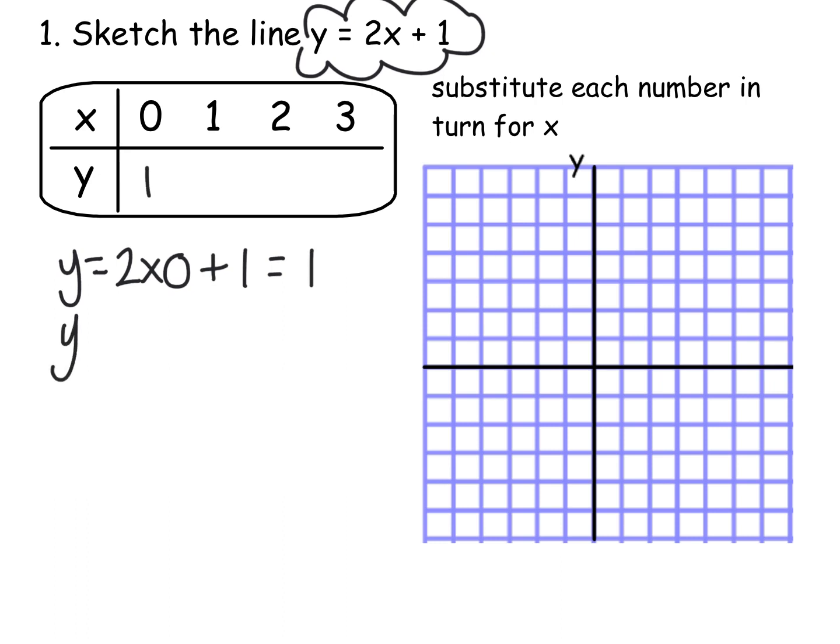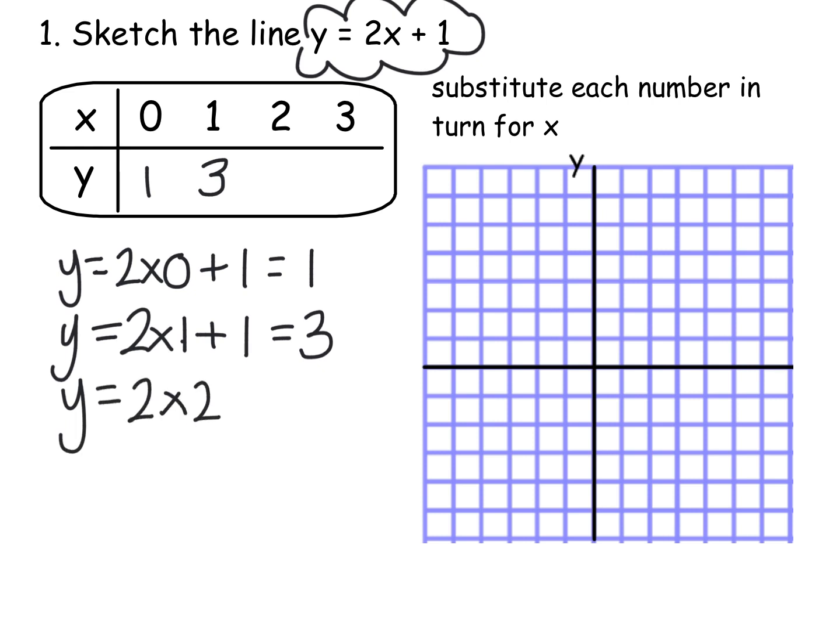You do the same with the next number, you do y equals 2 times 1 plus 1, which is 2 plus 1, which is 3. So we put a 3 there. Next one, x equals 2, 2 times 2 plus 1 is 4 plus 1, which is 5. By that point you might spot the pattern. 1, 3, 5, the next number is 7. 2 times 3 plus 1 is 7.